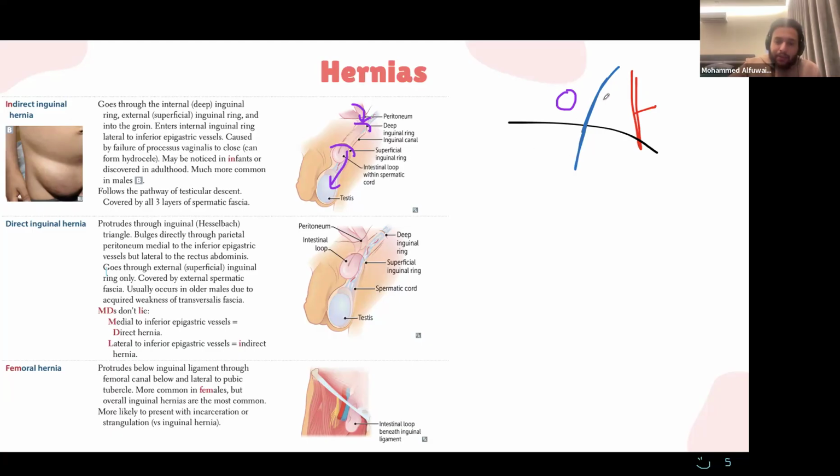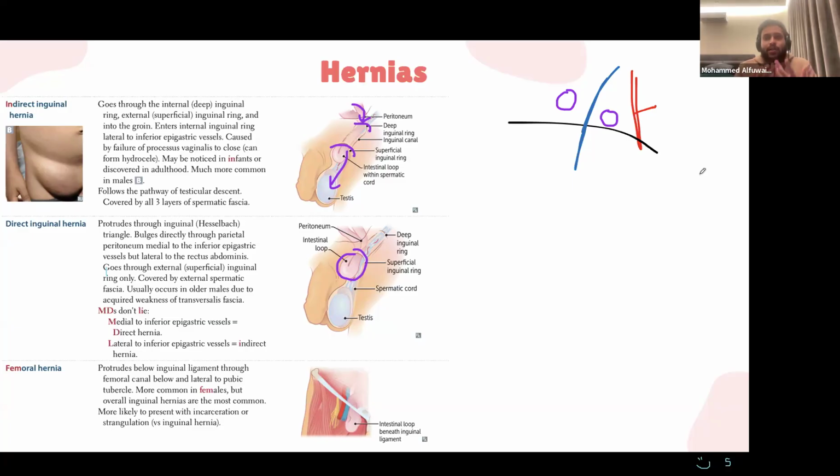A direct hernia will skip the deep inguinal ring. It'll go directly through the superficial inguinal ring. So it'll ignore the deep inguinal ring and go through the superficial inguinal ring. That's why we say it's a direct hernia. It will directly go through the superficial inguinal ring and herniate, okay? It will be medial to the epigastric vessels.